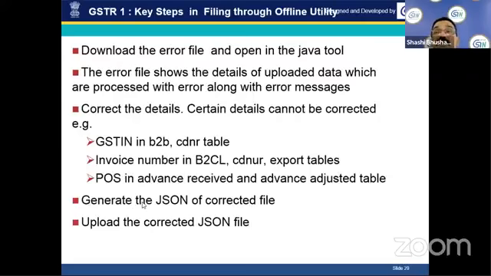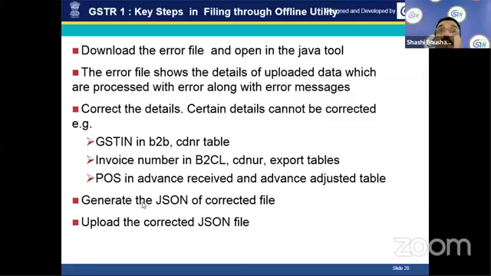Now this error file which you are downloading can be opened in that offline tool. There is a blue button in that offline tool for opening the error file. Not the center, the right button for opening the error file. You have to open the error file and then you can make changes in the data which is visible. For the data which has been processed with error, all the fields will be visible. You will also have the error message in one column. You have to read that error message and make corrections in the data.